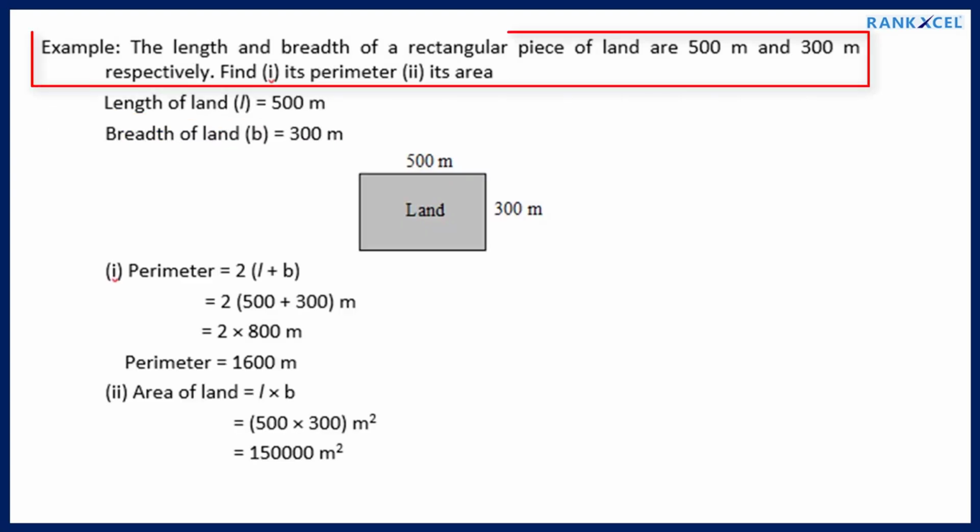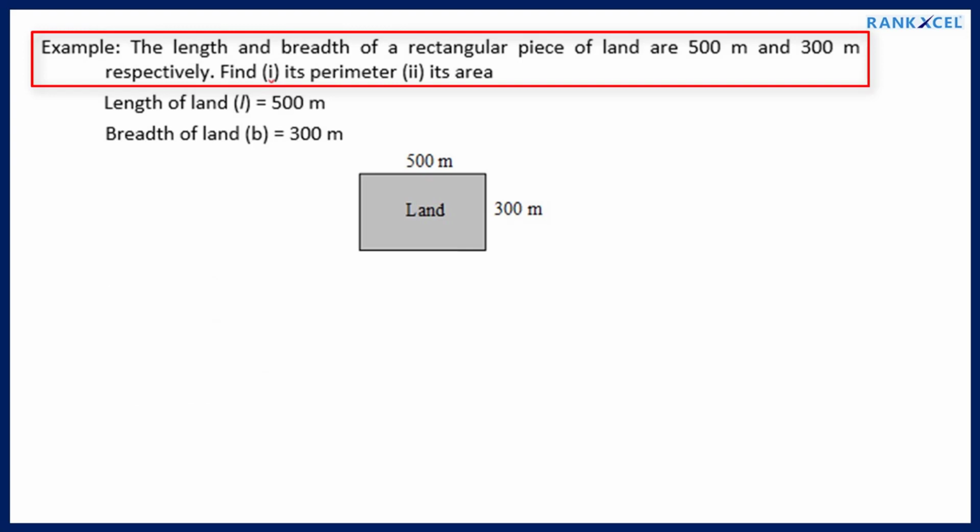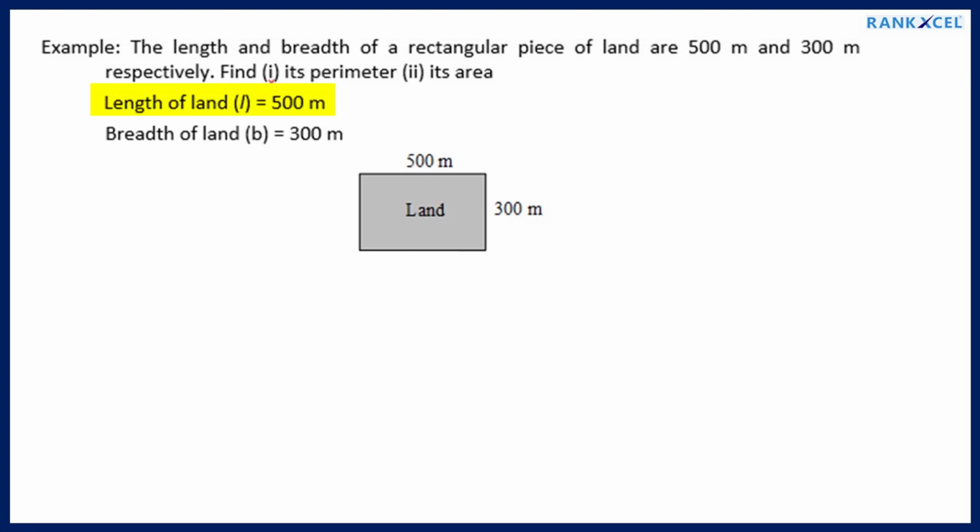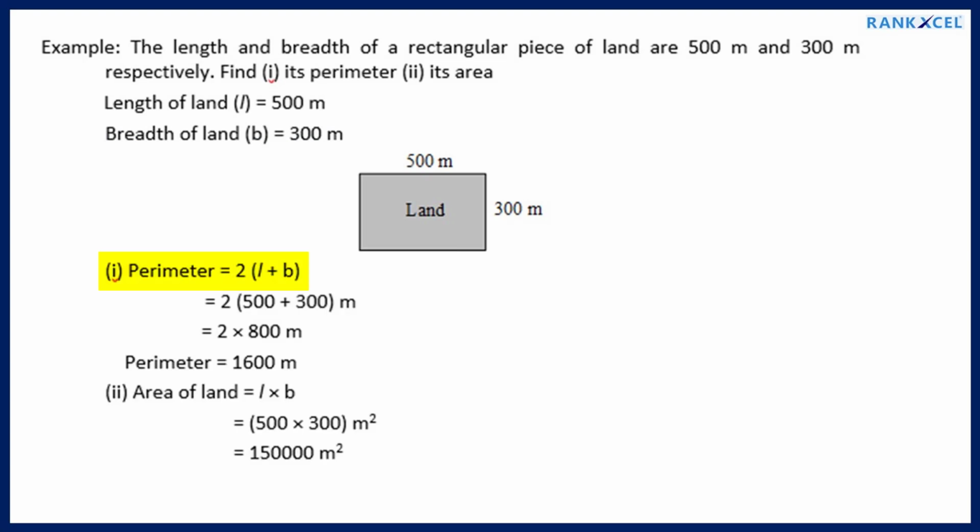Example, the length and breadth of a rectangular piece of land are 500 meters and 300 meters respectively. Find its perimeter, 2, its area. Length of land, L, equals 500 meters. Breadth of land, B, equals 300 meters. Perimeter equals 2 times (L plus B) equals 2 times (500 plus 300) m equals 2 times 800 meters.